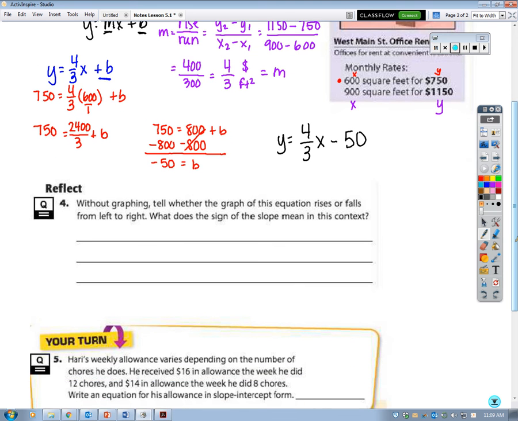Oh, let's do reflect first. Without graphing, tell whether the graph of this equation rises or falls from left to right, and what that means in the context of this question. Rises or falls means is it positive or negative? And it is a positive slope, which means it's going to rise as you go from left to right. So what does that mean? That means as square footage increases, cost is going to increase. The more space, the bigger the office, the more it's going to cost.